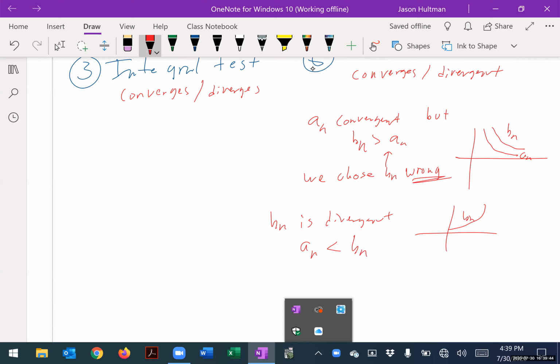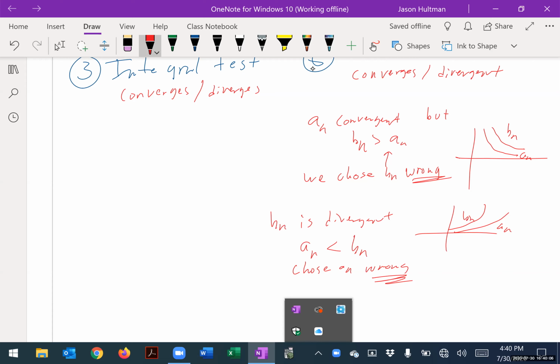Well, again, what does that tell me? It tells me absolutely nothing. It's in the wrong order. So we have to choose. We chose A sub n wrong. We chose wrong.